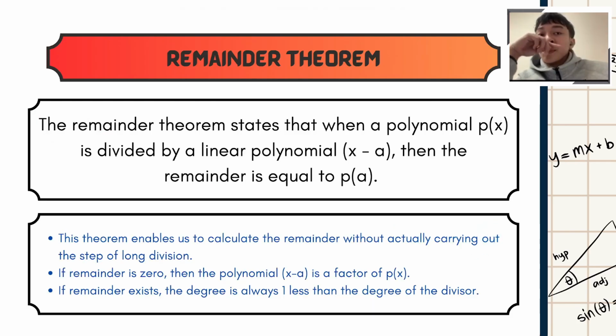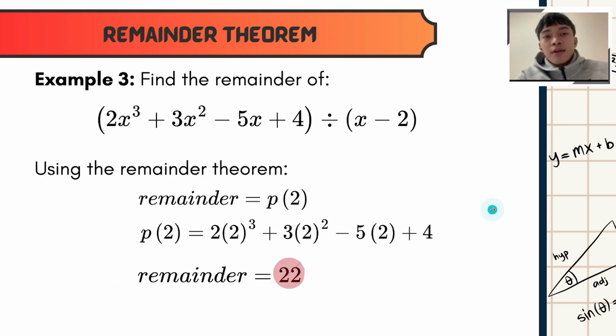So another lesson is the remainder theorem. The remainder theorem states that when a polynomial is divided by a linear polynomial, x minus a, then the remainder is equal to p of a. This theorem enables us to calculate the remainder without actually carrying out the steps of long division. If the remainder is 0, then the polynomial x minus a is a factor of p. If a remainder exists, the degree is always 1 less than the degree of the divisor.